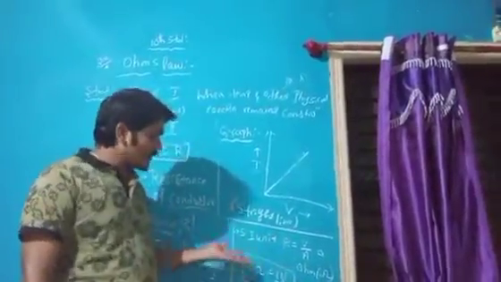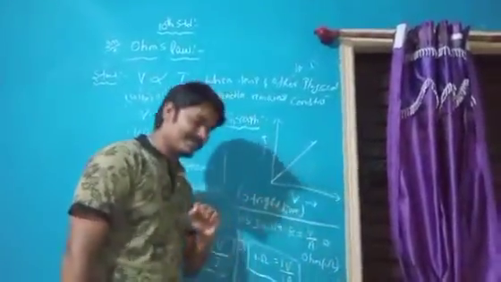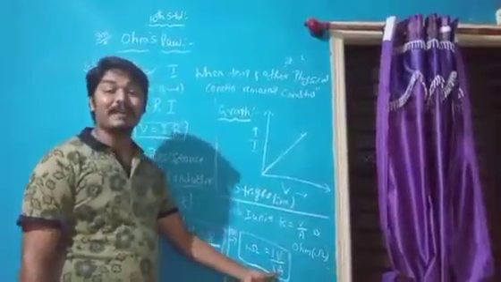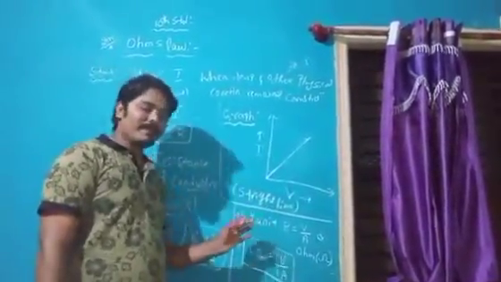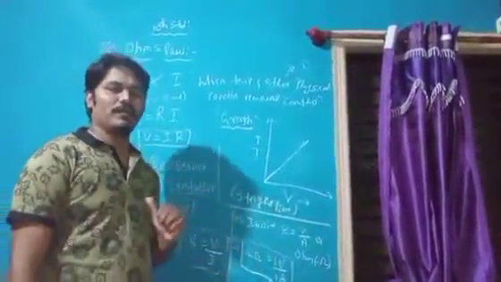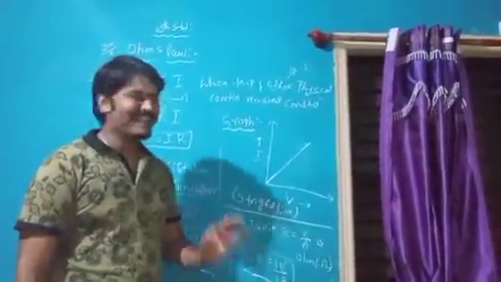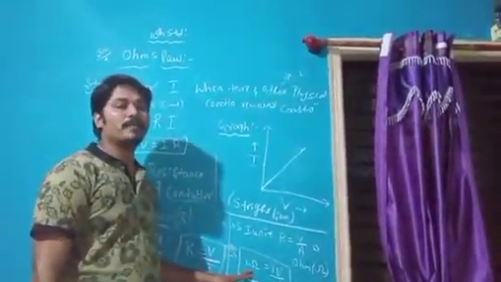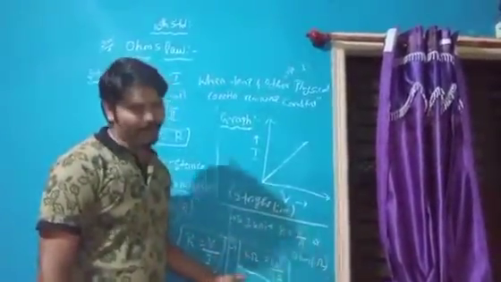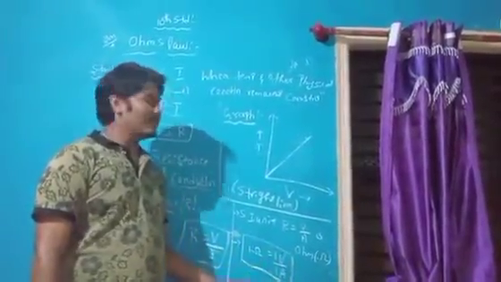Now we'll define what 1 ohm is. Ohm is denoted by the letter Ω. 1 ohm is nothing but 1 volt divided by 1 ampere of current. For 1 ampere of current, if 1 volt of potential is created, or for 1 volt of potential, if 1 ampere of current is produced, that is what we call 1 ohm. Therefore, 1 ohm equals 1 V divided by 1 A.